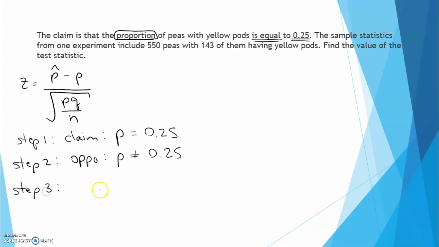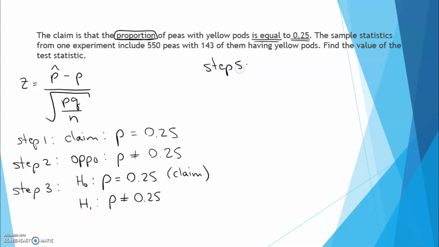Step 3 would be find your null and your alternative. Remember, your null is going to have the equal sign, so p is equal to 0.25. H sub 1 will never have the equal sign, so p is not equal to 0.25. Our original claim is p is equal to 0.25, which is the same thing as the null. So here's our original claim. Okay, we're going to skip step 4 because that's just saying what is alpha. We don't need that in this example. And then step 5 is calculate the test statistic, which is what we're doing right now, finding the z-score.